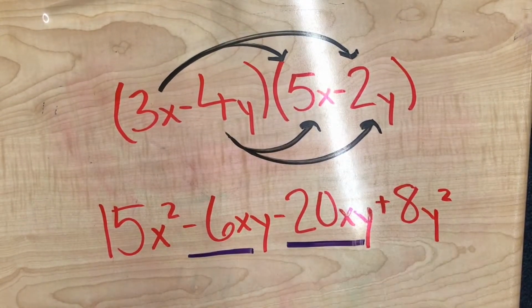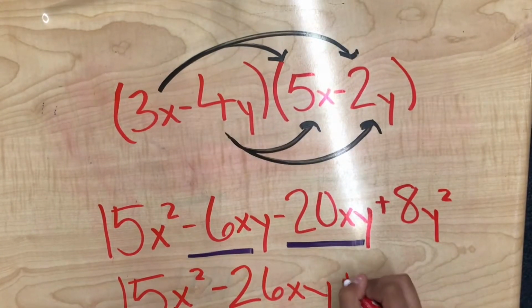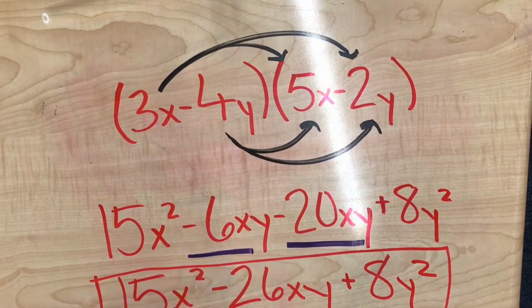The like terms we have in this problem are negative 6xy and negative 20xy. We leave the 15x squared alone because it has no like terms. We combine the negative 20 and the negative 6, getting negative 26xy, and we leave the 8y squared alone because there are no like terms.